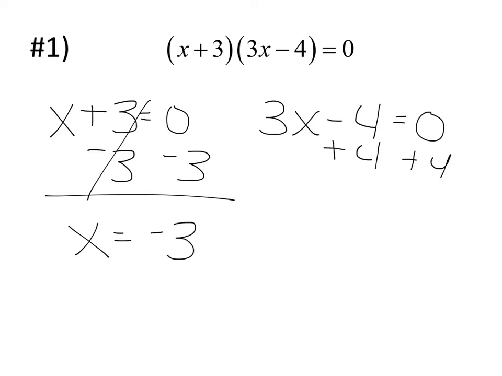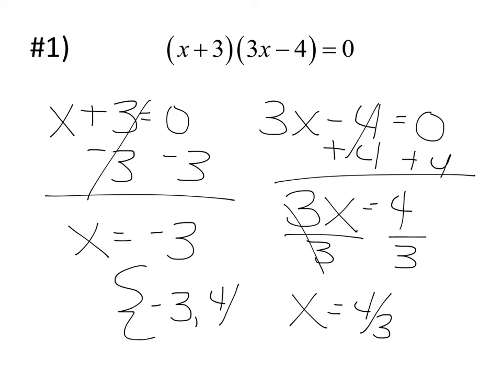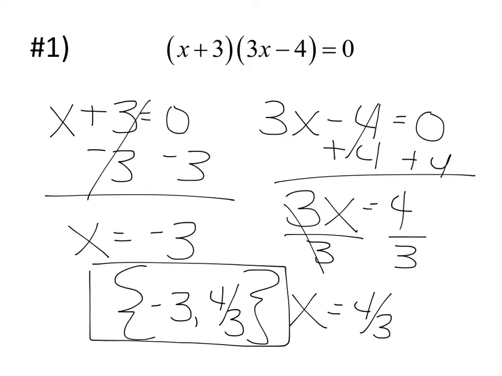Add 4. Then divide by 3. And you get x equals 4/3. So your solution set is negative 3 and 4/3. And then you just need to check them by plugging them back into the original.